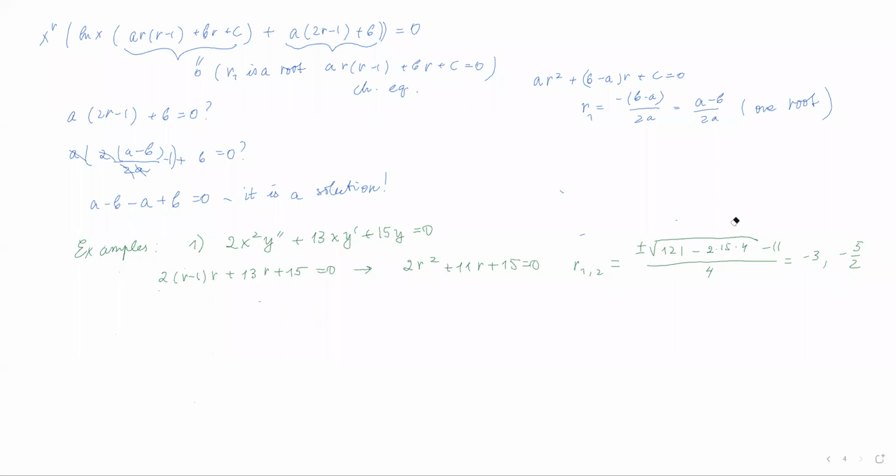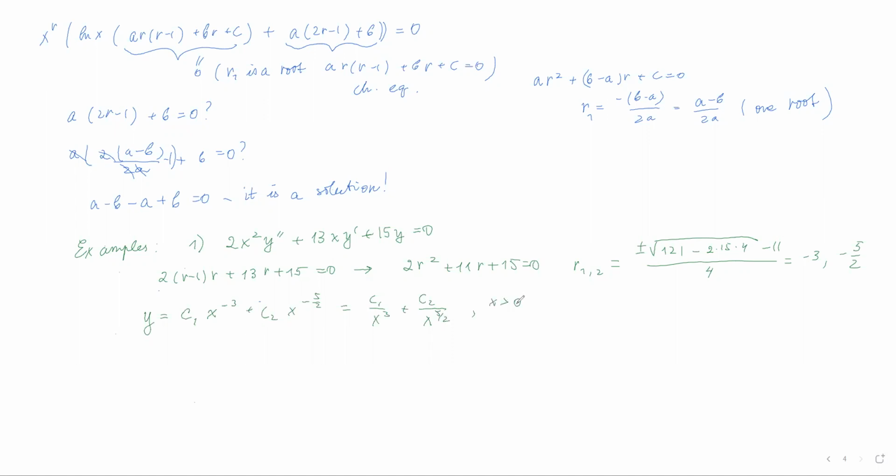And I don't want to write everything like 10 times, so 11 minus 11 plus 1 is going to give us minus 10 over 4. It's minus 5 over 2, right? Minus 11 minus 1 is minus 12. If you divide by 4, you are going to get minus 3. So the solution is, let's say, c1 x to the power of minus 3 plus c2 x to the power of minus 5 over 2. You can write it down as c1 over x cubed plus c2 over x to the power of 5 over 2. Don't forget that x here is greater than 0.